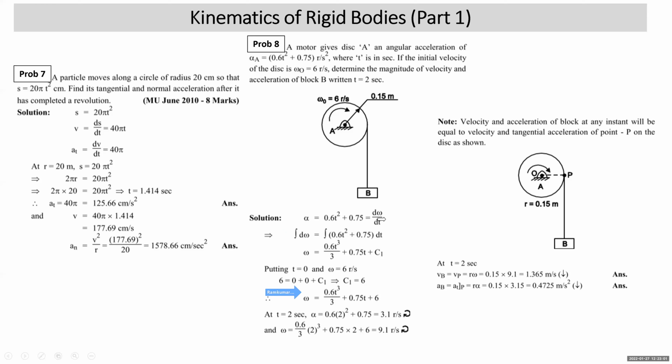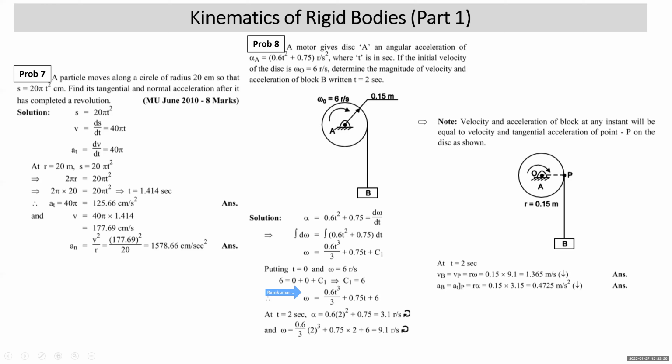Now, we have to understand a basic fundamental. What is that? See that the velocity of this block will be nothing but the velocity of the point on the rim of the disk. All right. The acceleration of this block will be nothing but the tangential acceleration of a point on the disk from where the string is unwinding from the disk. Right.